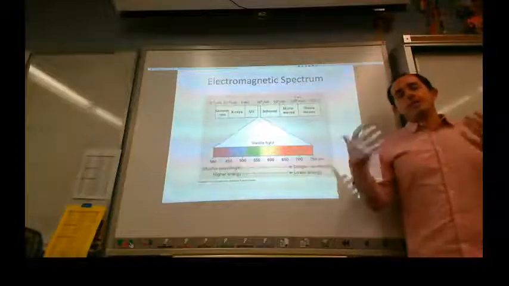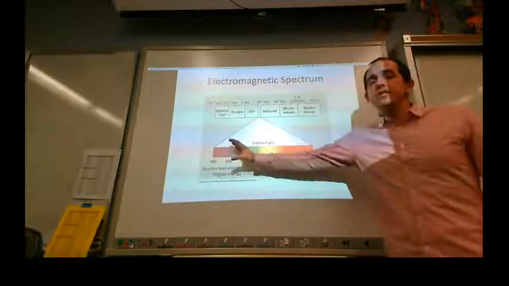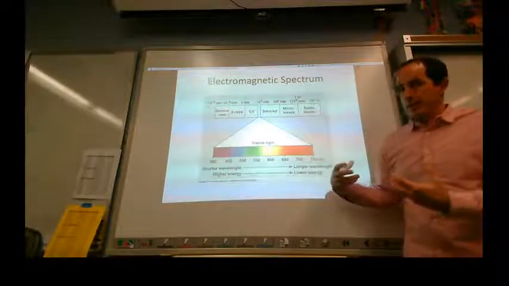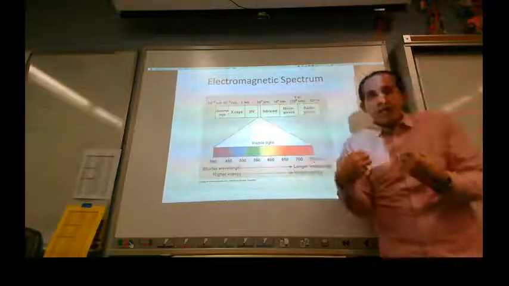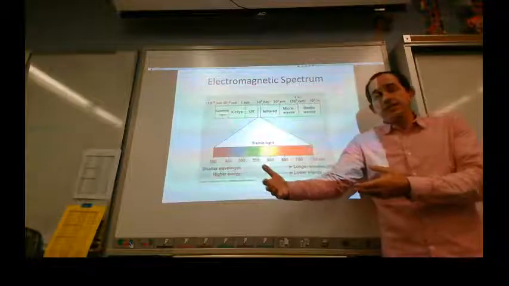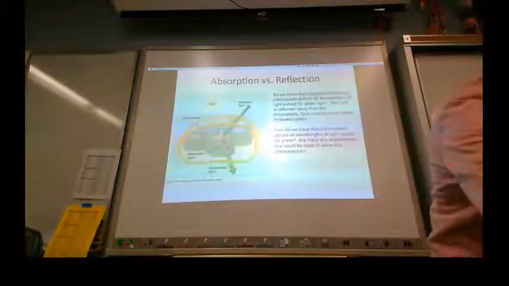Okay? So the idea is that plants are going to use the visible spectrum to the best of their ability to gain energy to drive the processes, well, the light-dependent reactions of photosynthesis. Okay? So what does that look like?